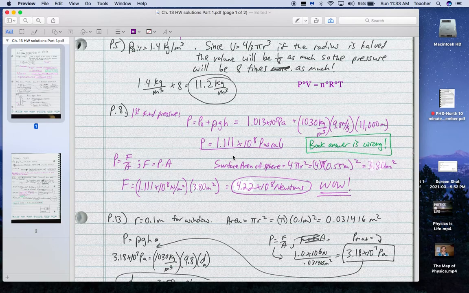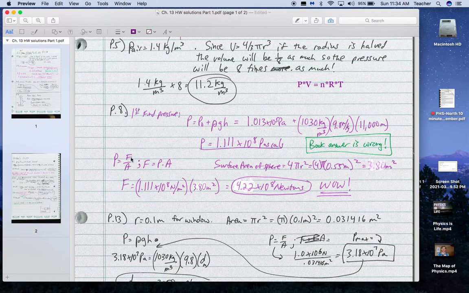For P8, the answer I think in the book is incorrect. It's asking what's the total inward force on a 1.1 meter diameter pilot sphere in which James Cameron sat. So first we need to find the pressure at depth. Since we're only asking about the inward force, we don't need to worry about atmospheric pressure or pressure inside the capsule. So atmospheric pressure plus rho g h, or rho g d, gives me this pressure.